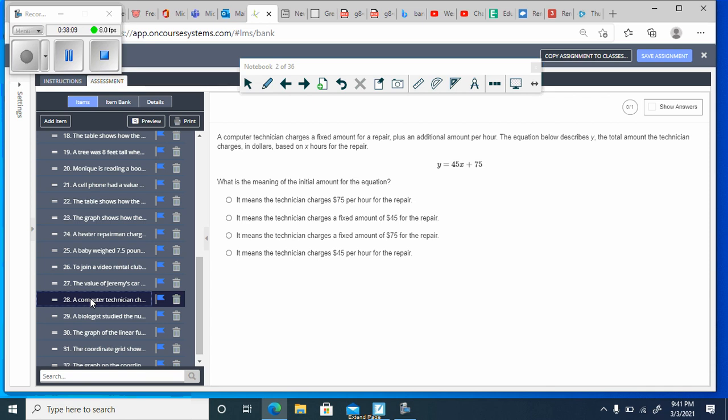A computer technician charges a fixed amount for a repair plus an additional amount per hour. The equation below describes the total amount the technician charges in dollars based on the hours. What's the meaning of the initial value of the equation? Okay, that's what they charge to start with. He charges $75, means the technician charges the fixed amount of $75 for the repair. Then there's the $45 per hour, right?